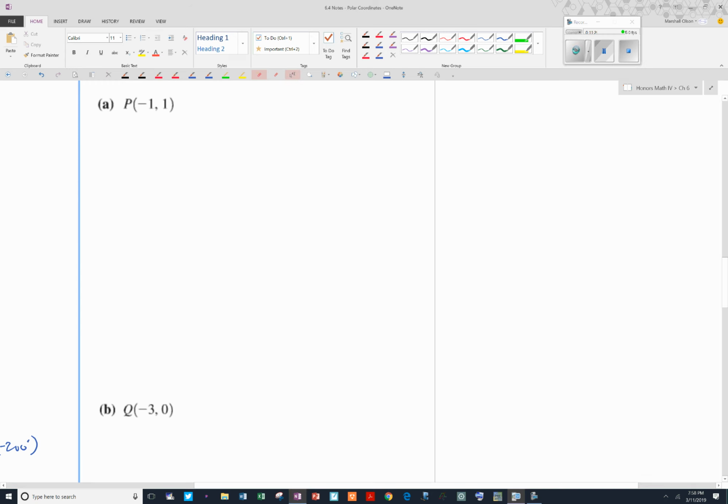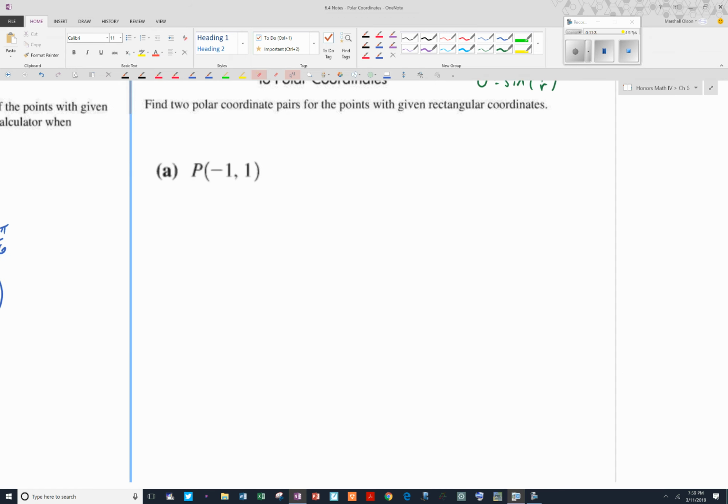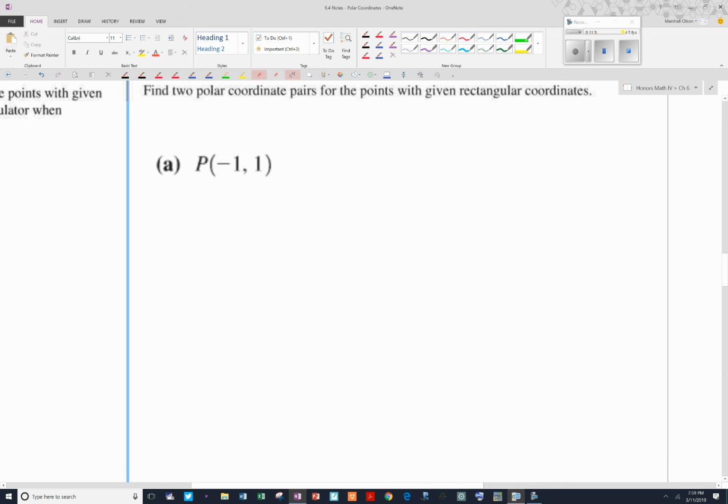All right, in our next couple of examples here, we're going to be going in the other direction. We're going to be taking some rectangular coordinate points. So this is an x comma y point, and we're going to be putting it into the form r comma theta. So that's what we want our final answer to be. Our answer is going to be, just as a reminder, because it's kind of new to us, r comma theta.